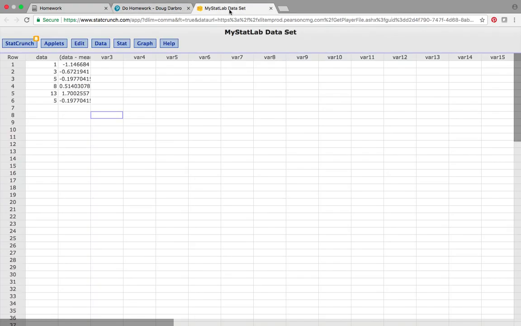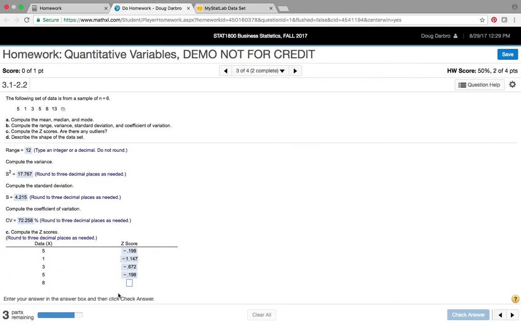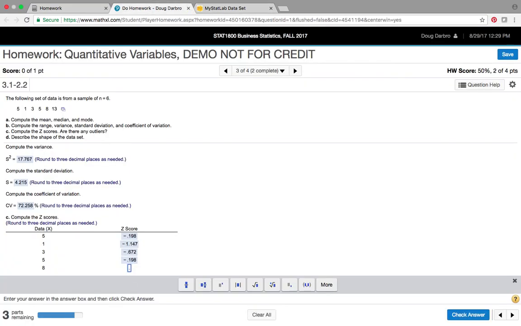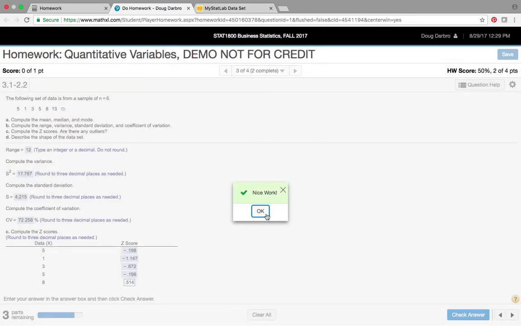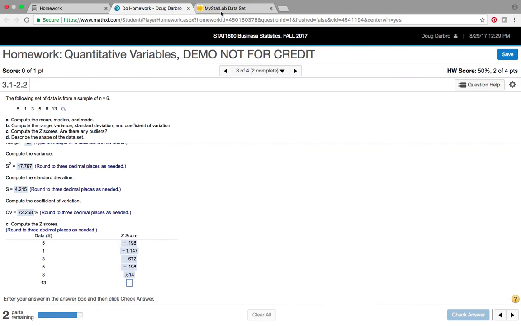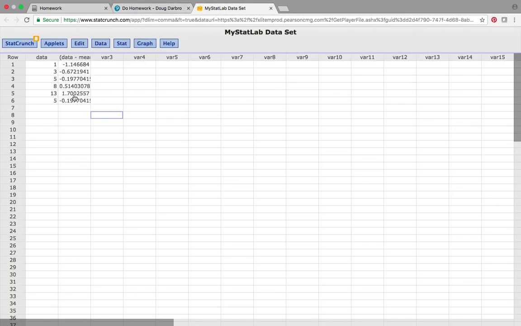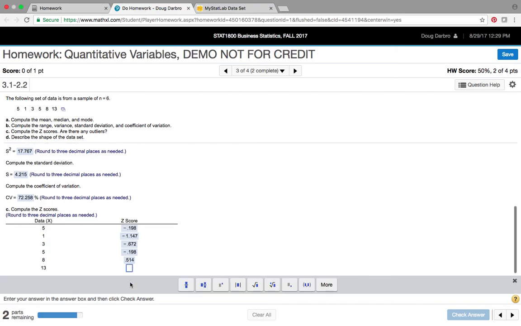Eight is going to have a positive z-score because it's above the mean, so 0.514. And finally, 13 also has to have a positive z-score, 1.700. We like those.